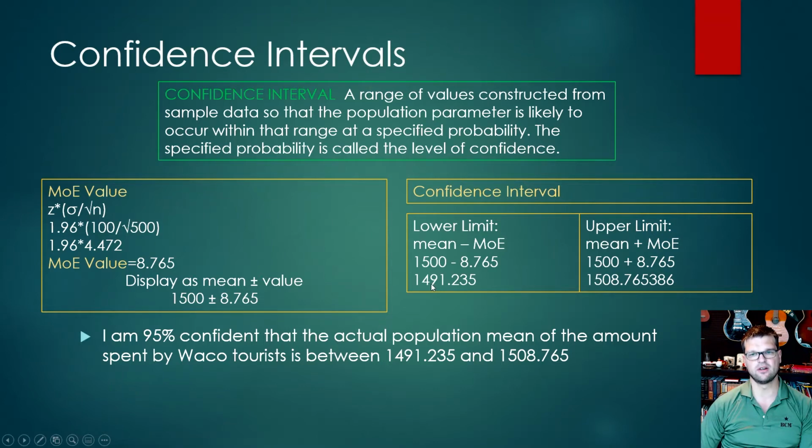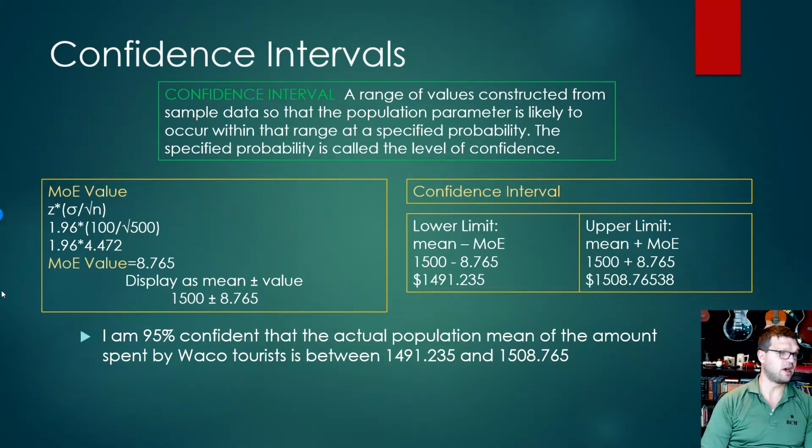And the confidence interval is going to take the mean minus the margin of error and give you the actual value. So we've got the actual value of $1,491.235, and then coming over on the other side, which I should have rounded, I'll round it really quick. We've got 1508.765 because you take 1500 plus the margin of error.